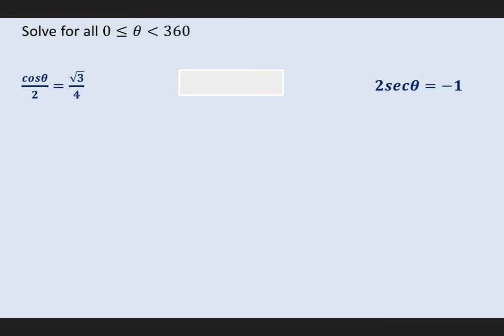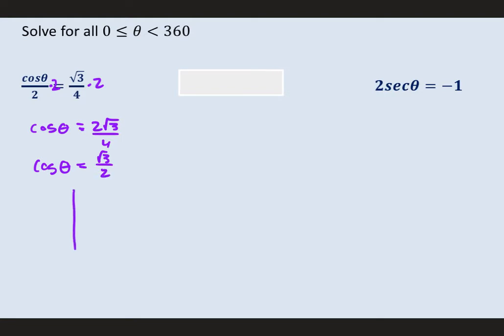All right, so this one on the left, we have cosine of theta equals √3 over 4. I'm going to go ahead and multiply by 2 on both sides. So that will give me the cosine of theta equals 2√3 over 4. And I'll simplify that down to be cosine of theta equals √3 over 2.